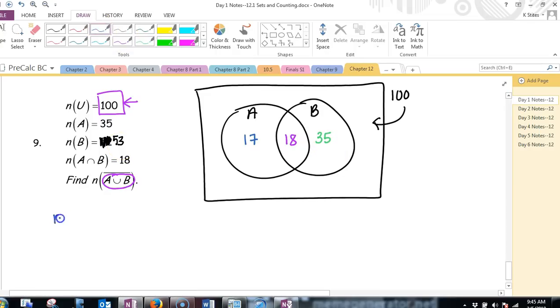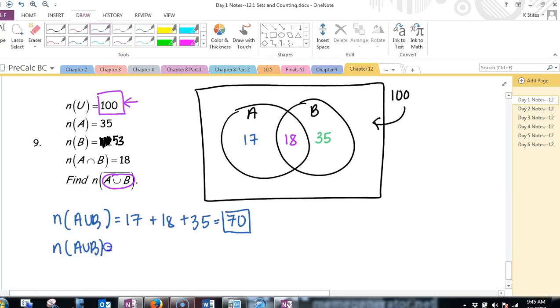So now the number of elements in A union B, we can just add those up. 17 plus 18 plus 35, and my goal was to make 70, which yes, that would be 70. Or you could use the handy dandy formula, and that's the number of elements in A plus the number of elements in B minus their overlap, and 35 plus 53 minus 18 is also 70.